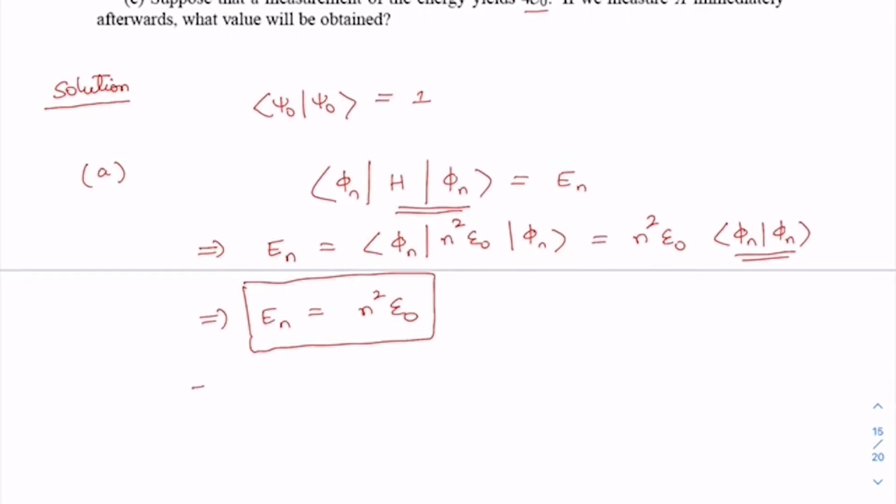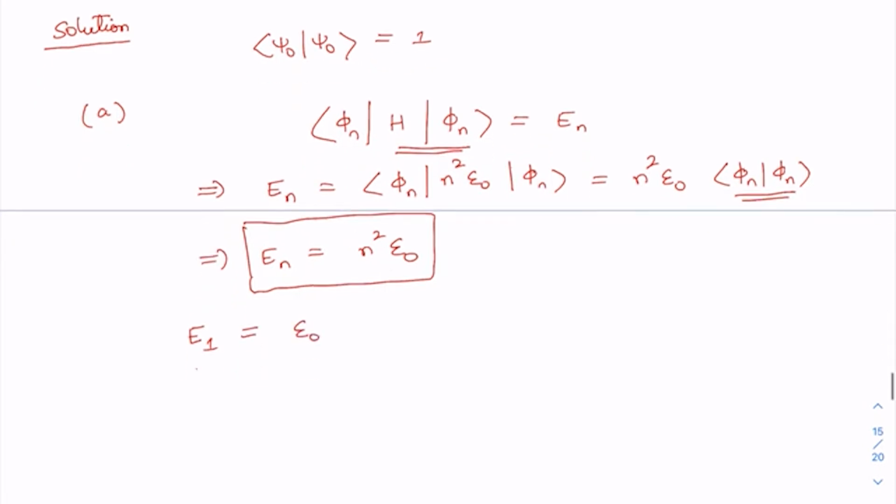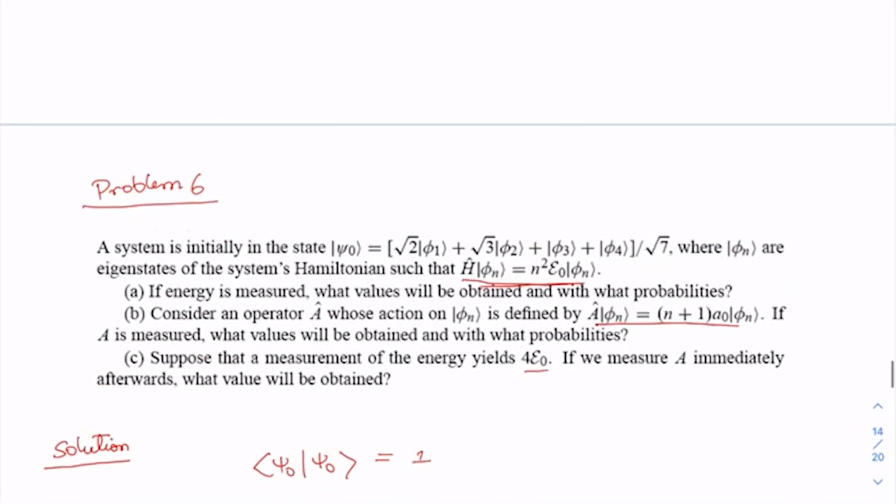So what values can one get? One can get E1 equal to E0, E2 equal to 4E0, E3 equal to 9E0, and E4 equal to 16E0. Then with what probabilities?